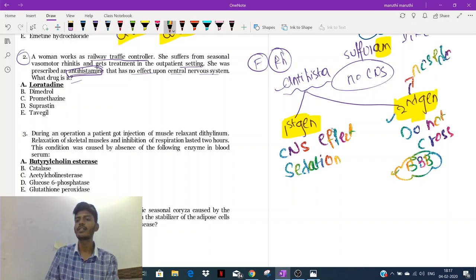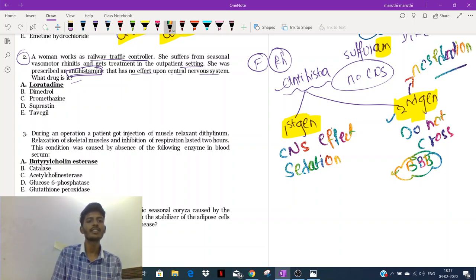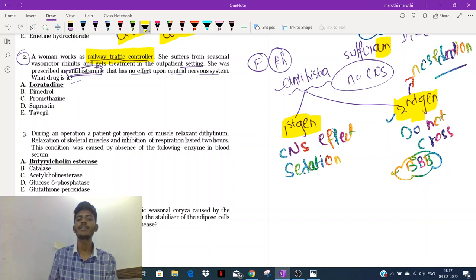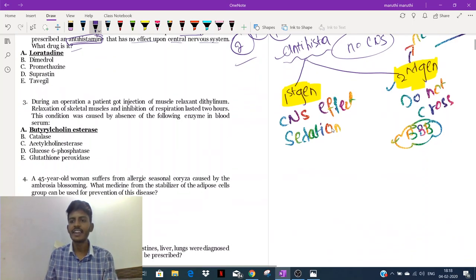Now, what is the importance of this no sedation thing? The importance is that she works as a railway traffic controller, right? If she is working as a railway traffic controller, she must have full attention towards the job. So what is required? The required thing is that she must not fall asleep. If she must not fall asleep, there should not be an effect on the central nervous system. So which of those drugs work as second generation antihistamines?